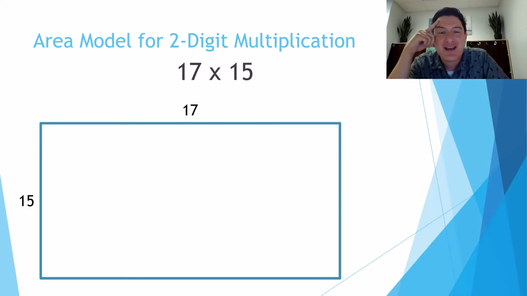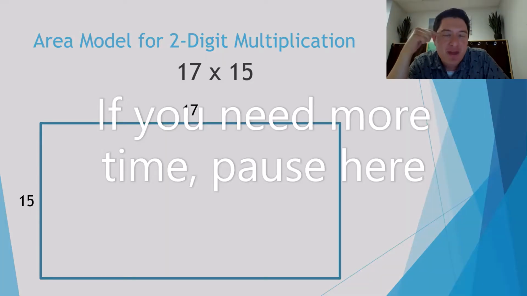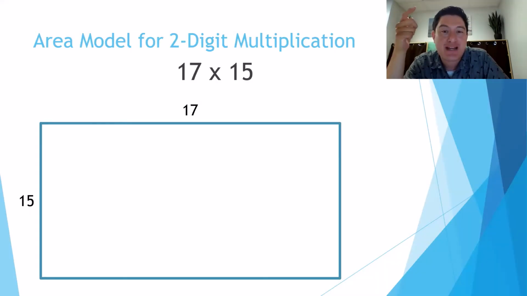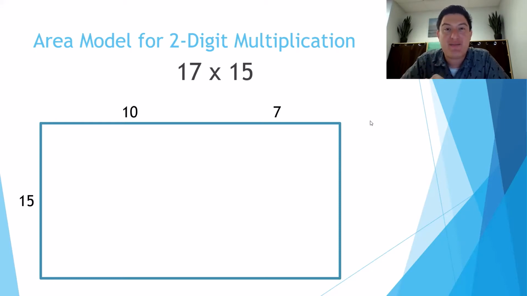And so what I'm thinking is, is there a way that I can break up the 17 and the 15? I want you to think about that for a moment. How would I break that up? If you need some more time, go ahead and pause the video. But I'm thinking for the 17, I could break it down into its place values. So it could be a 10 and a 7 like this. So the 17 becomes a 10 and a 7. And then I can break up this rectangle into 2 smaller rectangles. And then the 15, I could break up into 10 and 5, just like this.